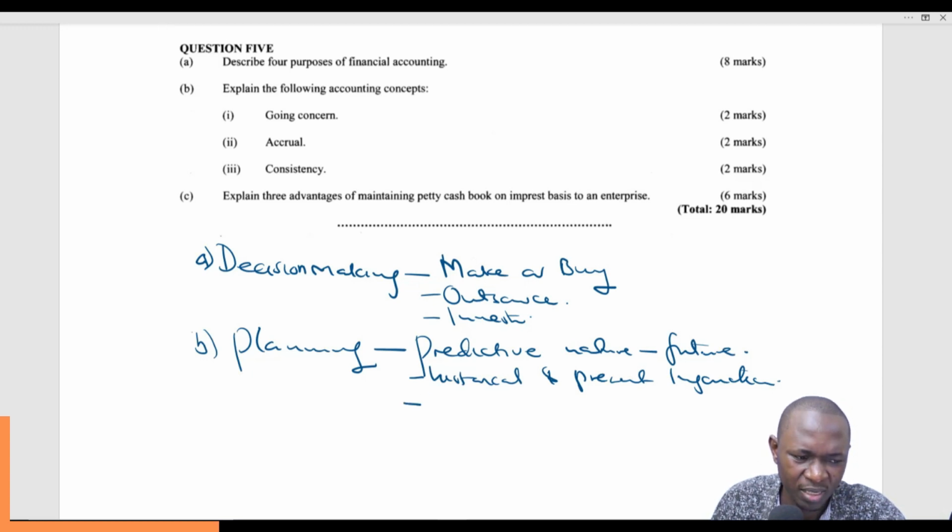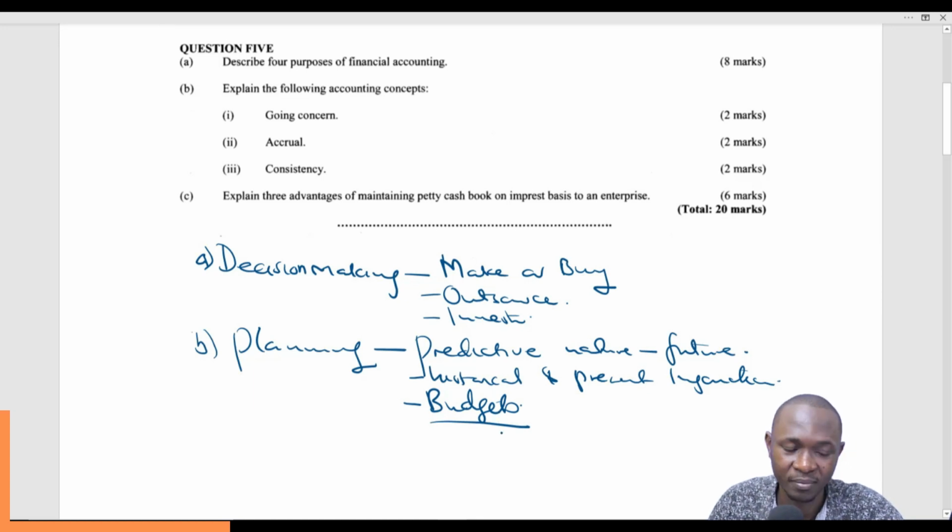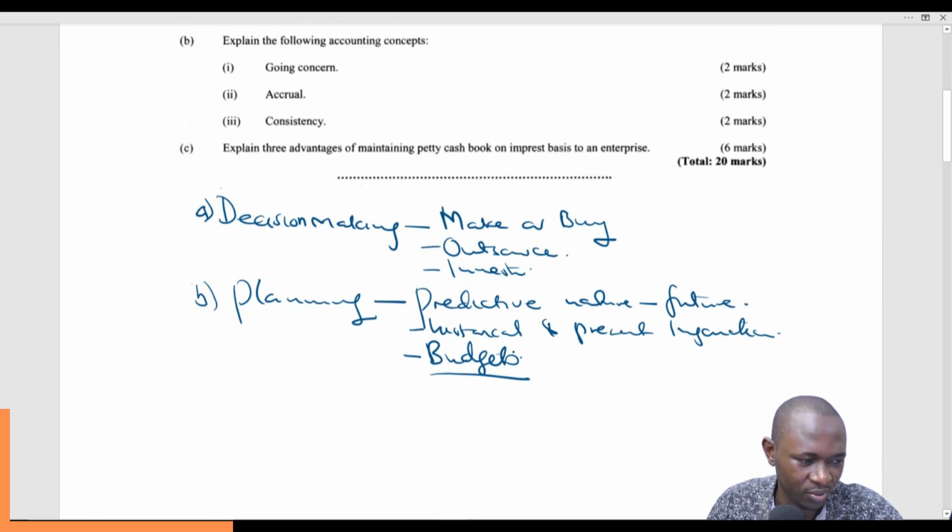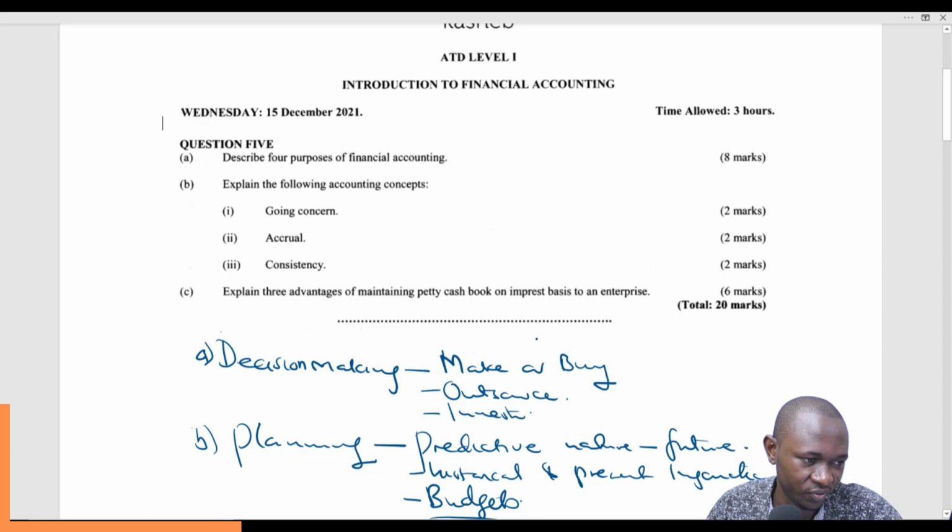And when we talk about planning, we're talking about things like budgets, very critical in any organization. You can't just come with figures from nowhere. These figures at least need to have a bearing, and the best bearing any business can have is the previous records, which will be gotten from the financial accounting information.